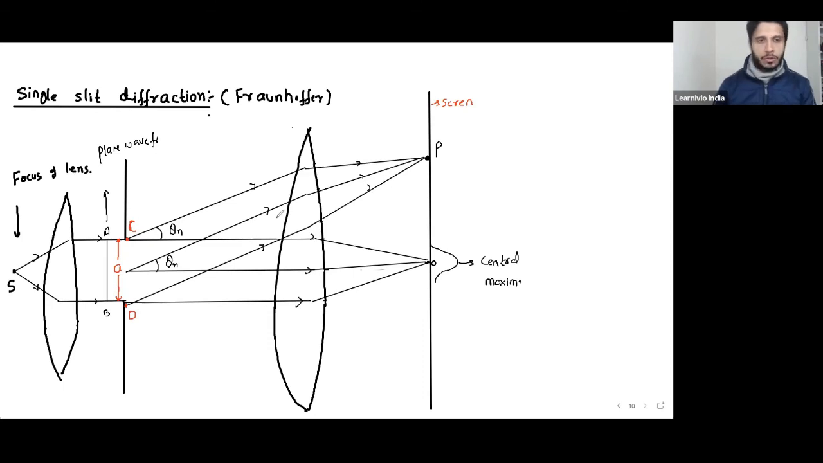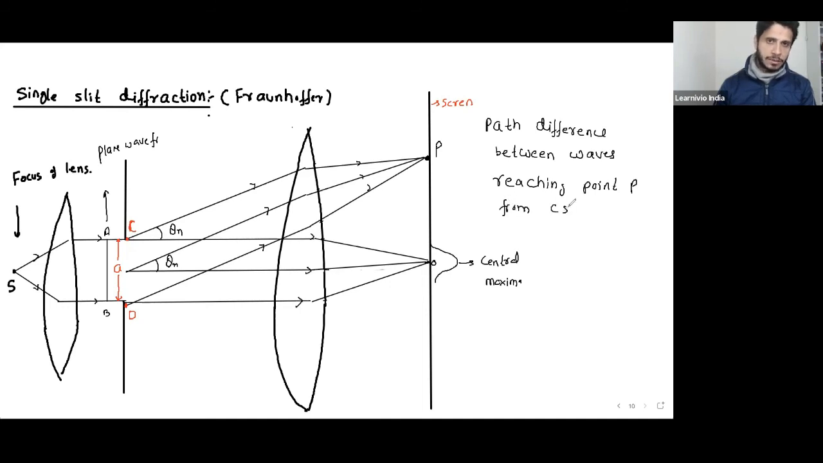The next task is to calculate the path difference. I need the path difference between waves reaching point P from C and D. To get that path difference, see, this much distance is A.